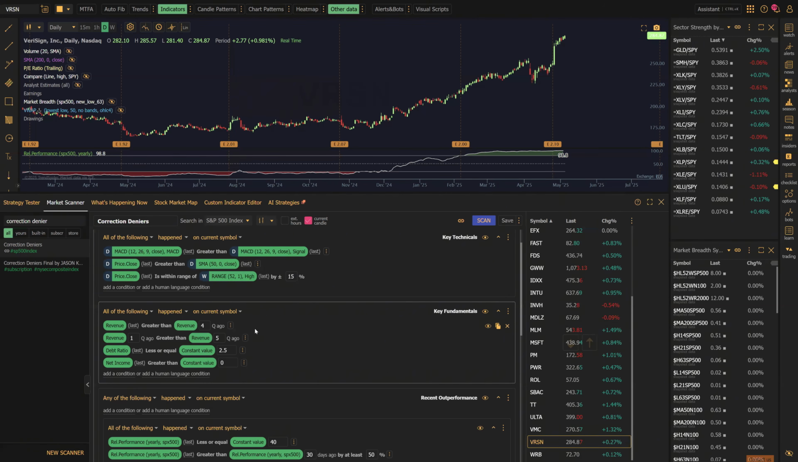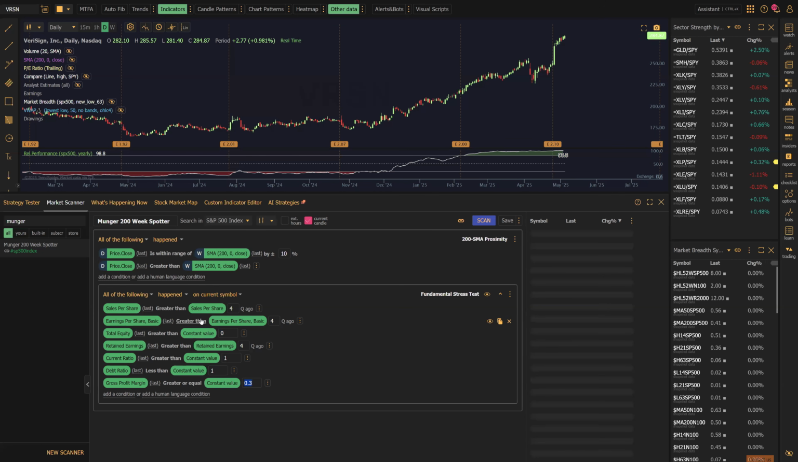And so that's kind of my spiel on this correction denier scan. The next thing I want to get into lastly here, one of my honestly favorite scans now, is the Munger 200 week spotter scan.